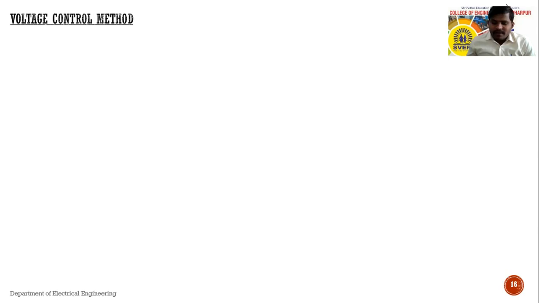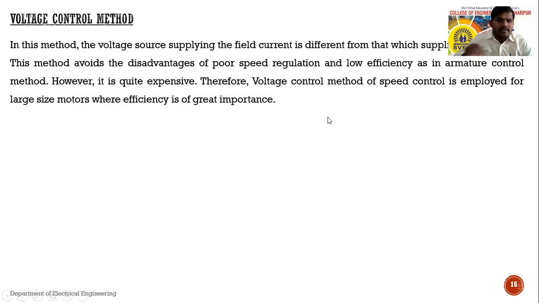Now see, a supply can be provided to the DC shunt motor. Suppose this supplied voltage, or applied voltage, is changed. Then the speed of the DC shunt motor can be changed, right? If the supply voltage is changed, the speed of the DC shunt motor will also change. The speed of the DC shunt motor will change, right?